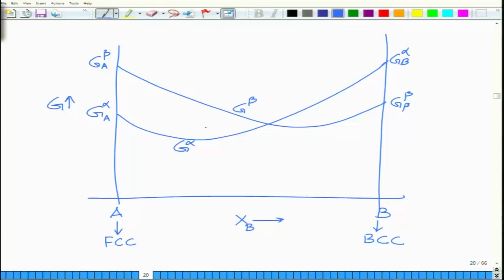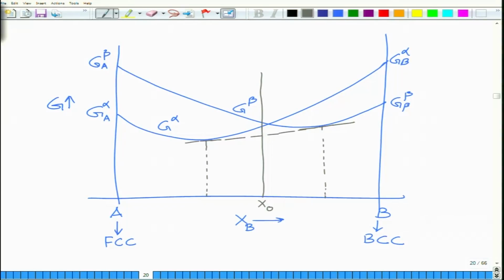To tackle this problem, for the purpose of clarity and simplicity, I draw a common tangent between these two curves. Let us say the overall alloy composition is this. This is my overall alloy composition X naught.